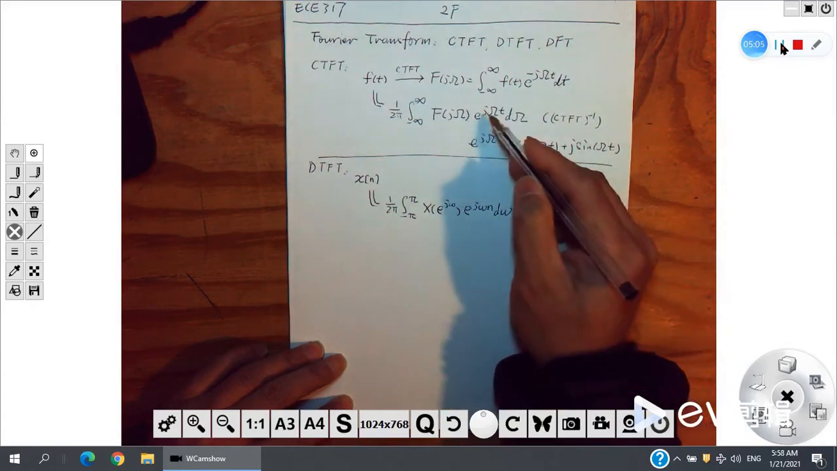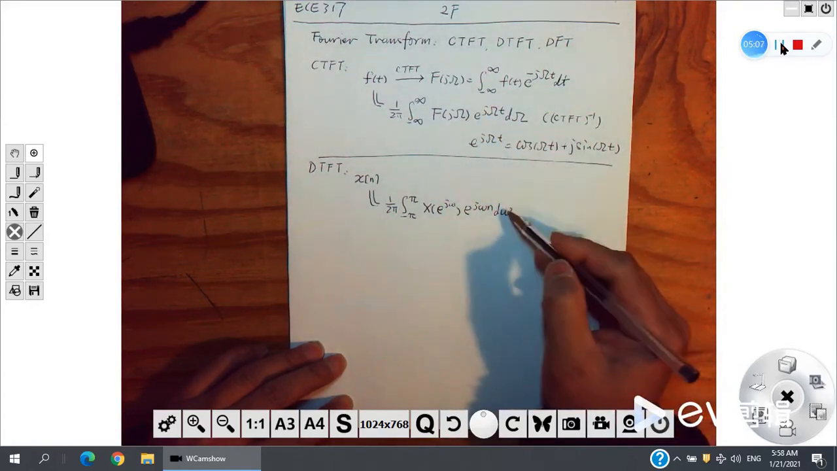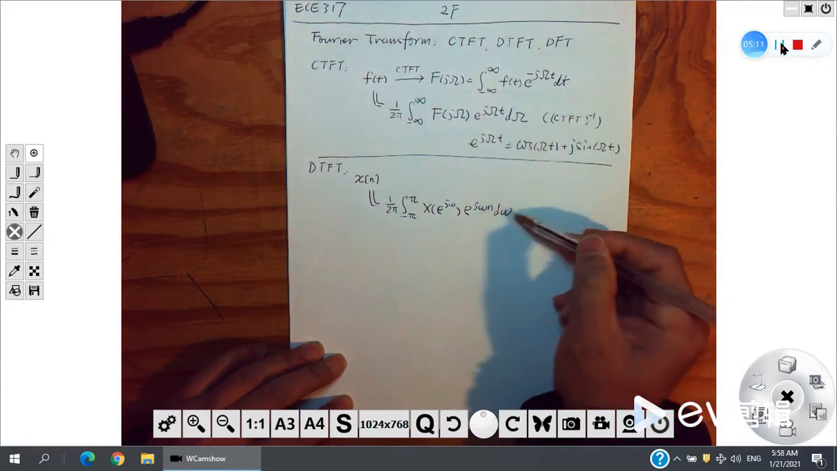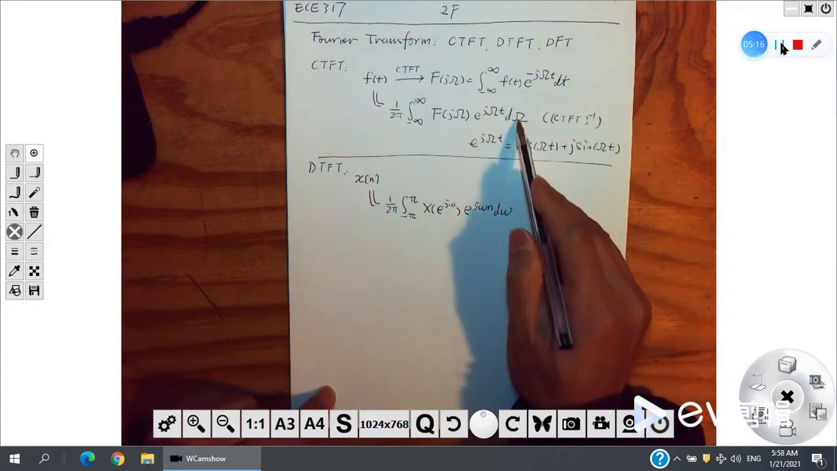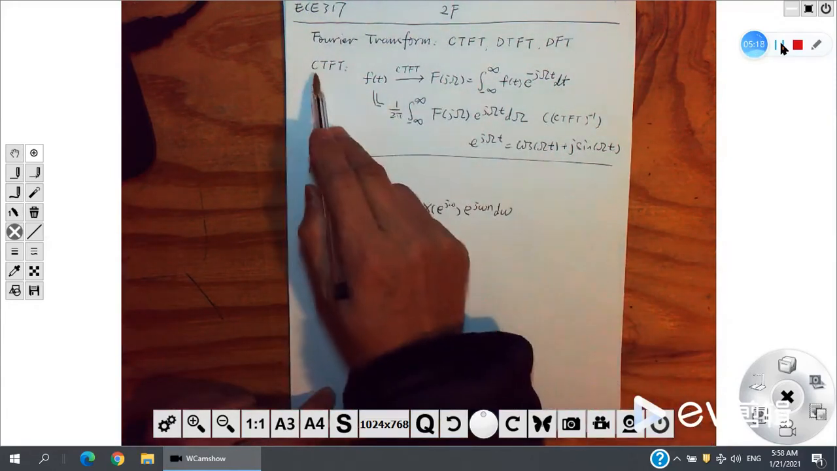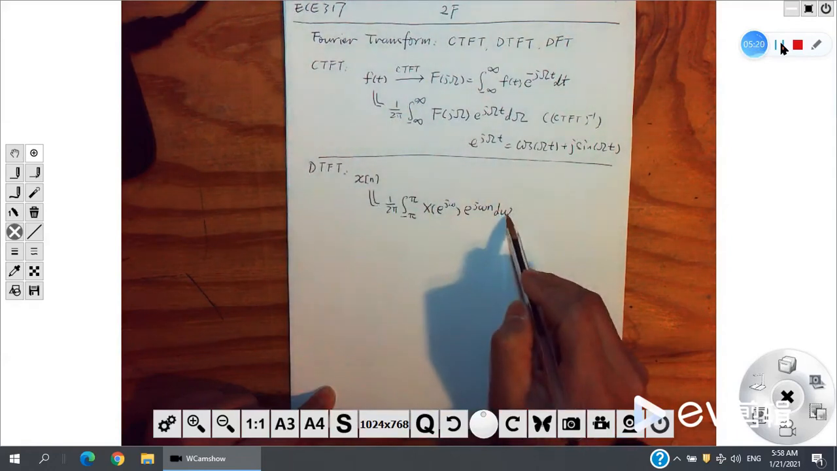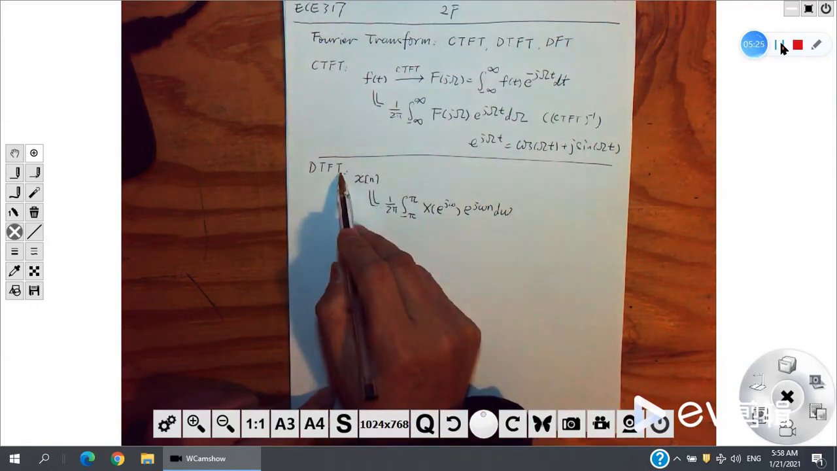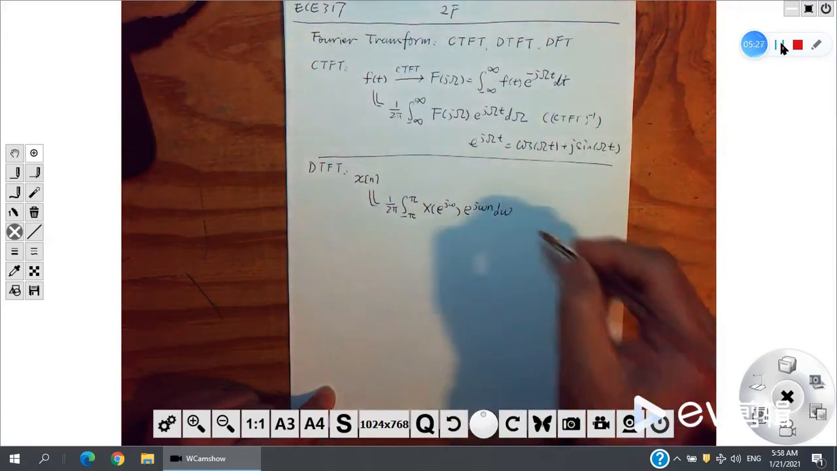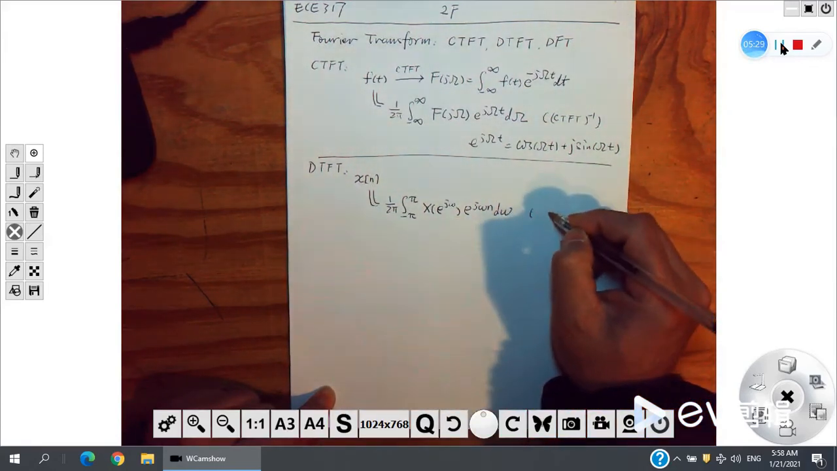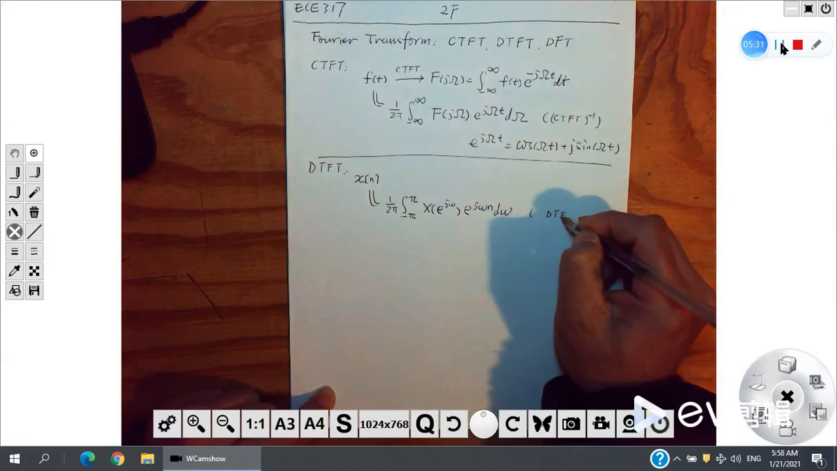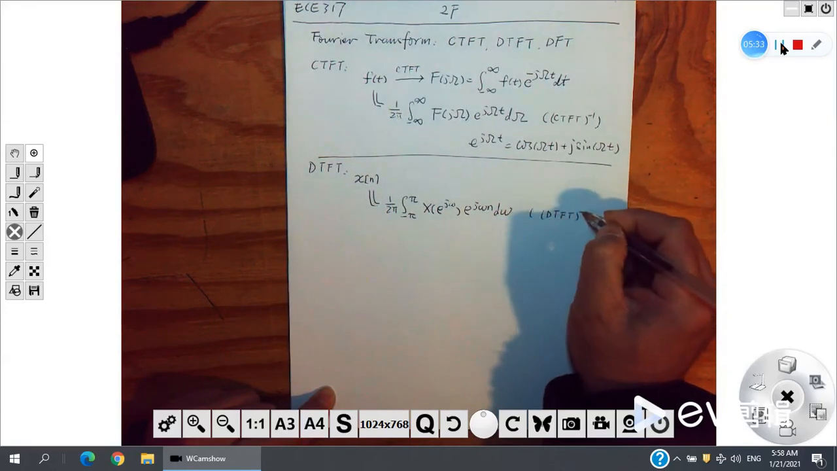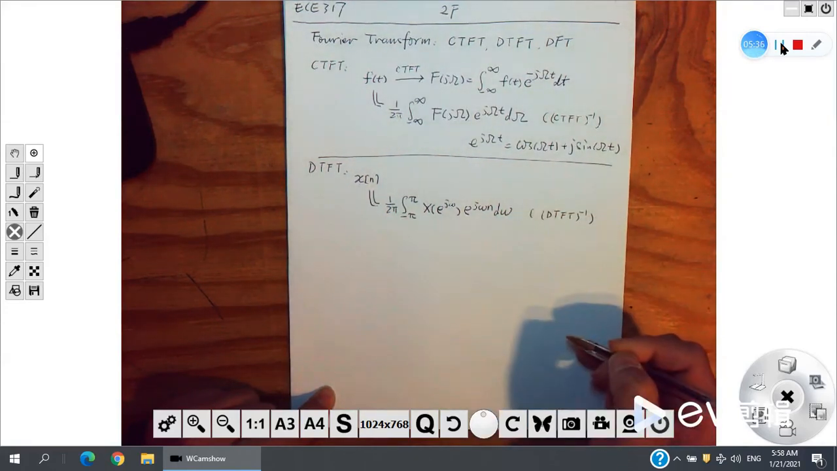Both capital omega and lowercase omega here are frequency, but I use capital and lowercase to separate two cases. When you look at capital omega, you know it's for continuous time signal. When you look at lowercase omega, that means the signal is a discrete time signal. Alright. So this is called the inverse of DTFT.